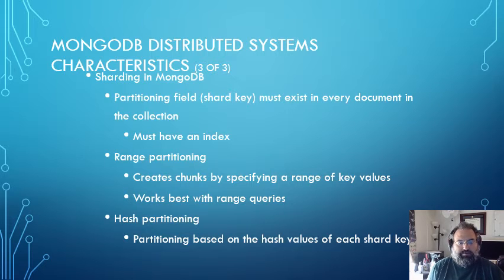The partition field, that's the shard key, which is what I just talked about, must exist in every document in the collection, and it must have an index. Range partitioning is whenever you use chunks based upon a range of key values. This works best in range queries. Hash partitioning is partitioning based on the hash value of each shard key.